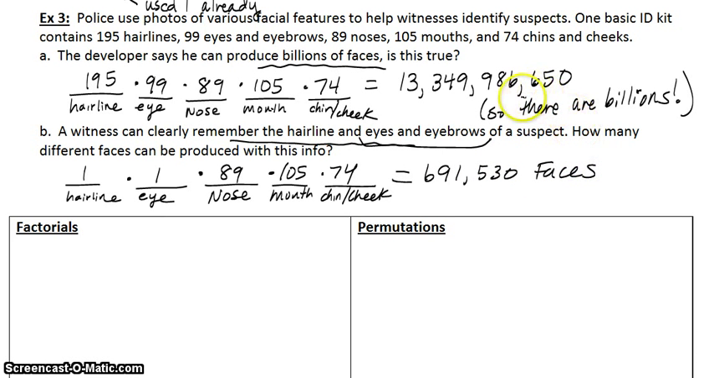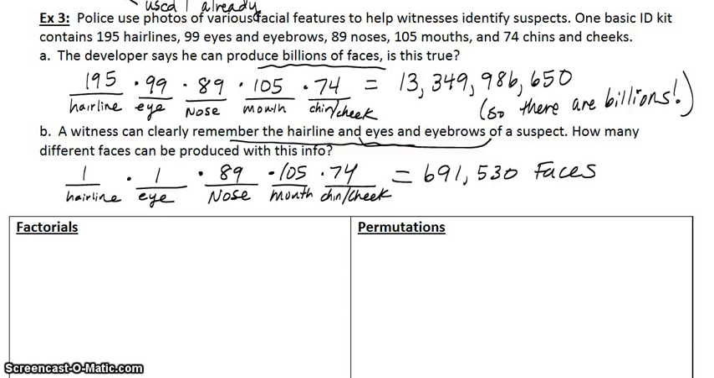So it actually cuts it down quite a bit, but there's still thousands and thousands of faces for the witness to try to identify. Once again, write down any questions you have. Now we're going to move on to something called factorials and permutations.